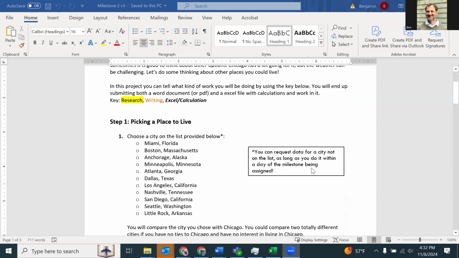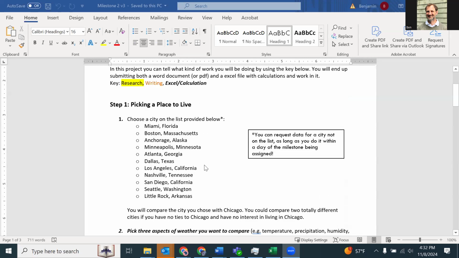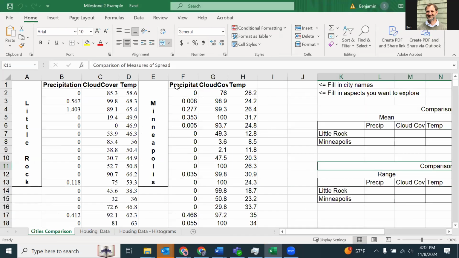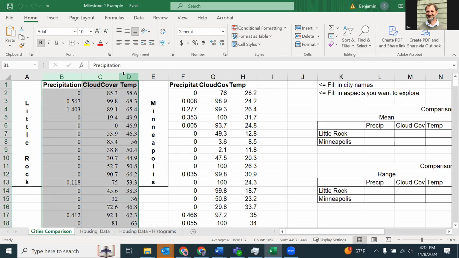The first step is going to be our real heavy duty interpretation of statistics. So we practiced this in Module 7, only looking at temperature. Now you're going to fill that out with some more pieces of information. I'm going to bring over the sheet that I started here, comparing Little Rock and Minneapolis, and I'm comparing precipitation, cloud cover, and temperature. Some of these columns are a little bit tight.